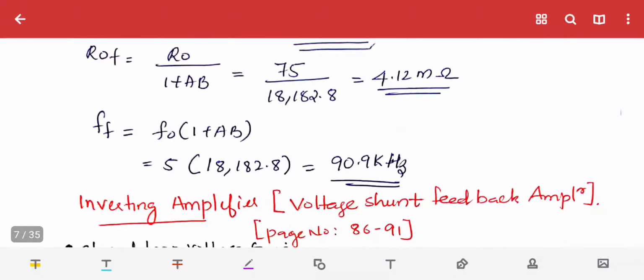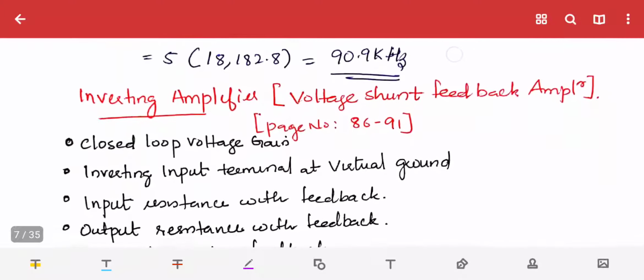So in exam, a question can ask either to explain the input and output resistance of a non-inverting amplifier, or explain the bandwidth of a non-inverting amplifier, or the closed loop gain of a non-inverting amplifier. So next topic is inverting amplifier.